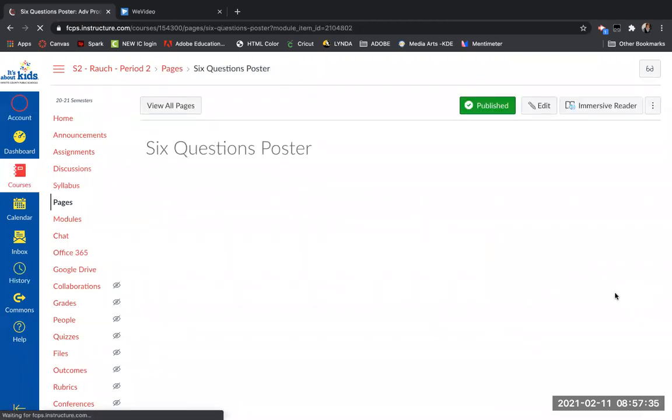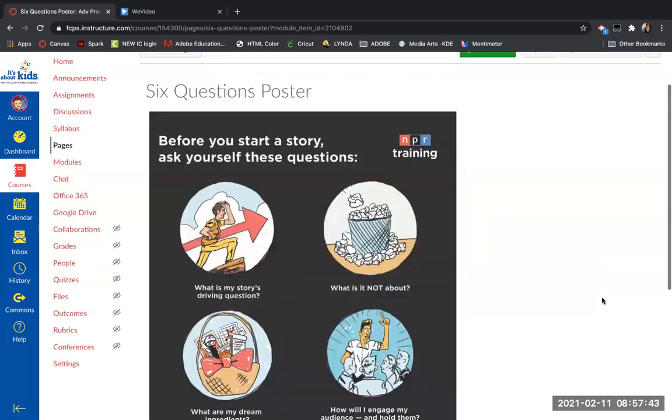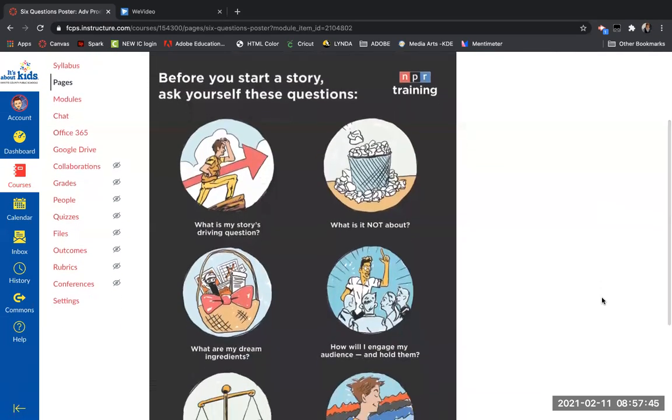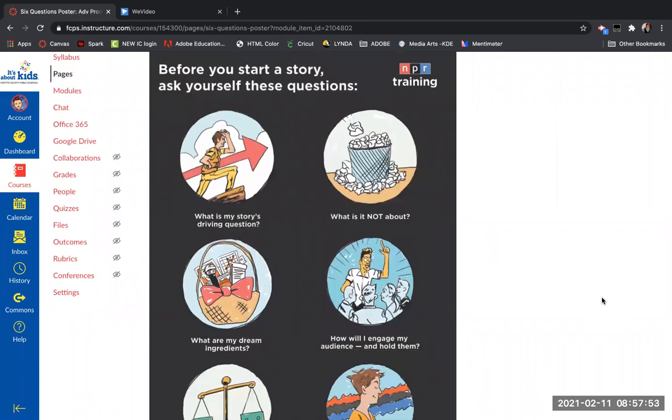And then I liked this. This is a poster, 6 questions to ask yourself before you start your story. So again, what's the point? What is it not about? Remember, we always want to keep with the saying less is more, because with broadcasts, we want to put things in smaller chunks.